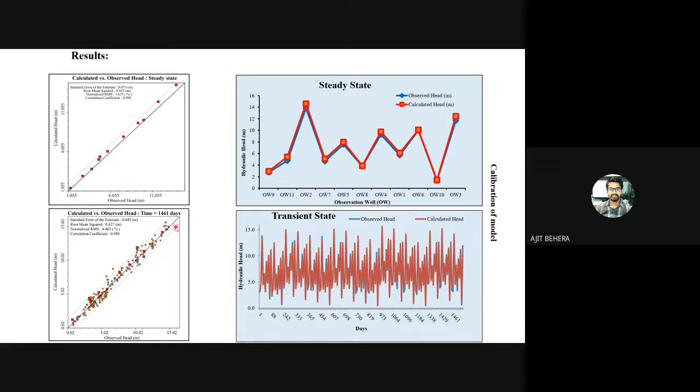When we model for transient state, there is hydraulic head variation. You can see the variation in hydraulic head, and that is almost matching. So based on these parameters, then we process further.